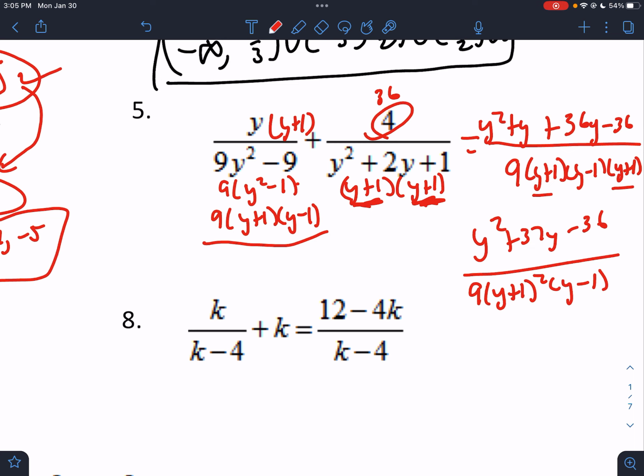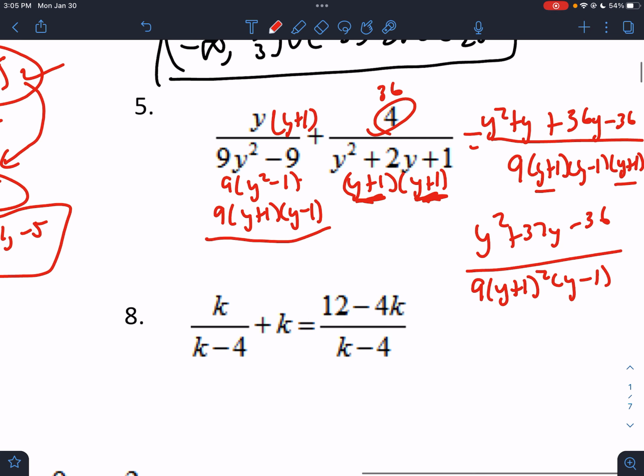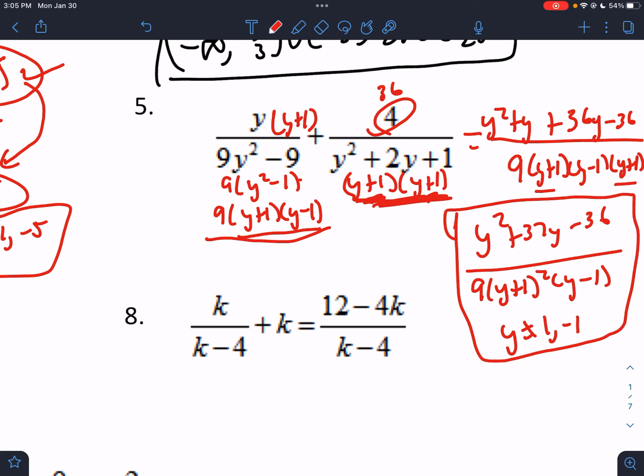Yep. So then we need to list the restrictions. Any number that would make the denominator break. So over here, that'd be 1 and -1. So it can't equal 1 or -1. And then that here would just be -1. So that's my entire list. So here's my answer. Boom.